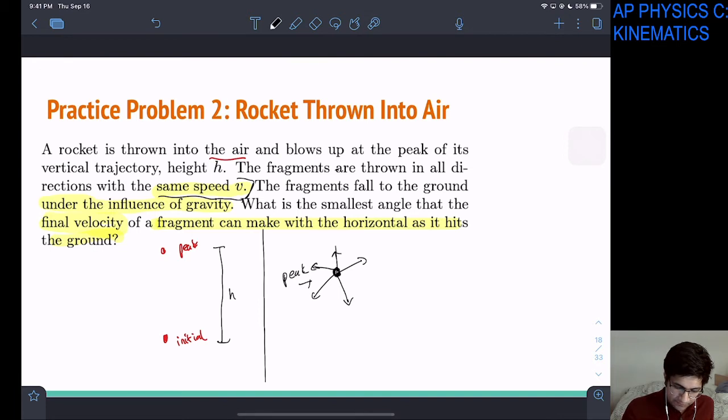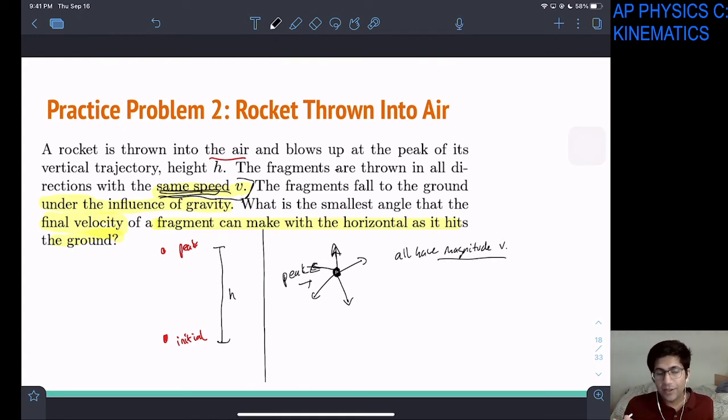But the key thing is that all have magnitude v. So the same speed tells us that the magnitude is all the same, but the angle might be different. So this seems like you start at this point here, and we throw a projectile at a certain velocity, at a certain speed, but the angle can be whatever it wants, and now we're trying to figure out, okay, now the fragments fall to the ground under the influence of gravity.